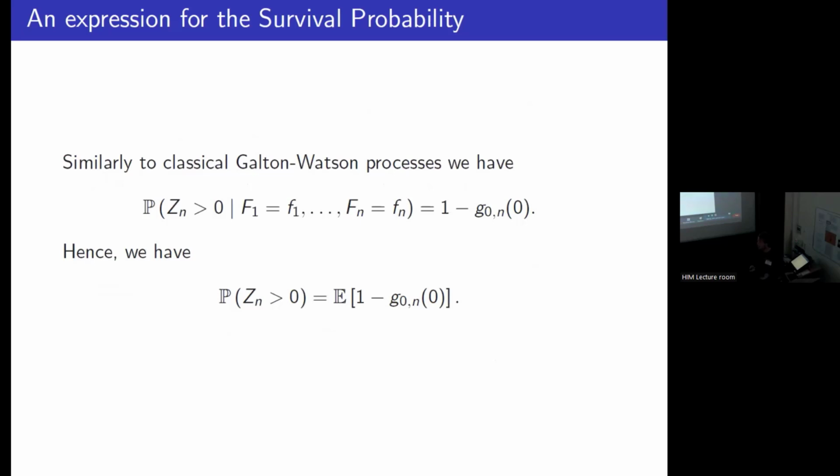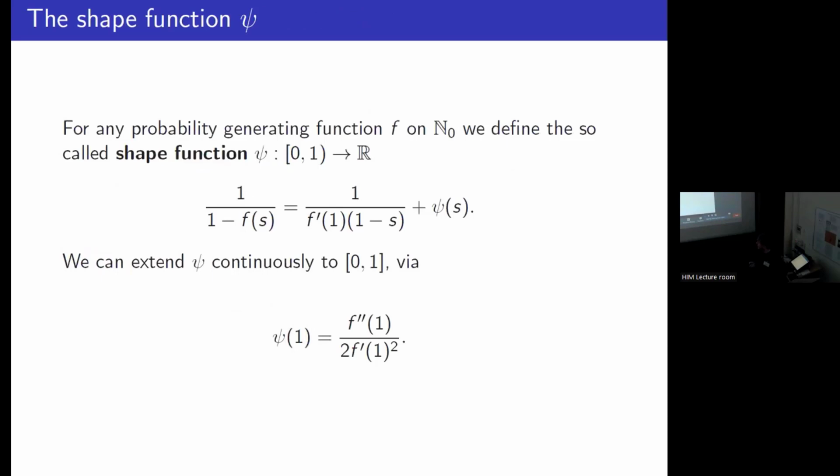All right, but now there's the problem. There are n different functions coming into play in defining this object, so how do we evaluate it? The idea is to introduce another function, which we will call the shape function psi. This is now without randomness; it's just an object you can define for any generating function, and the shape function psi is defined through this formula.